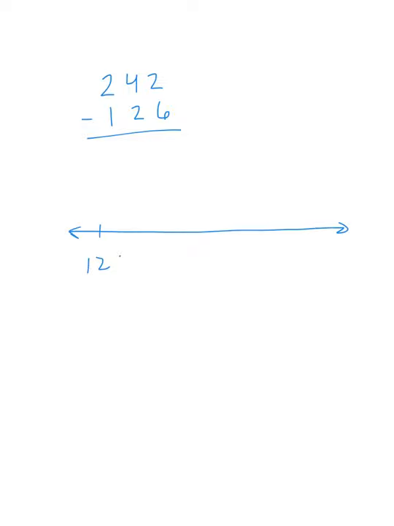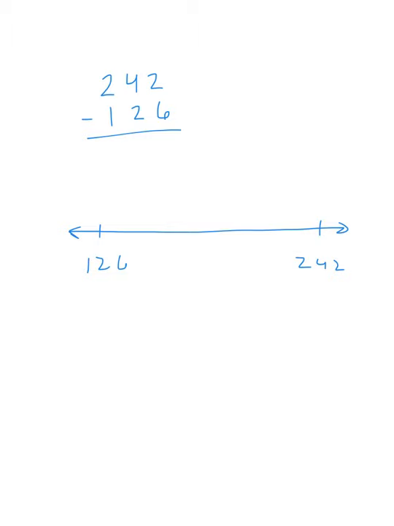So let's say we had 242. Let's say we're subtracting from that 126. Again, adding up. Well, if we put this on a number line, so 126 is smaller. We're adding up to 242.